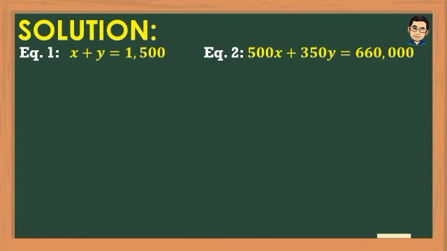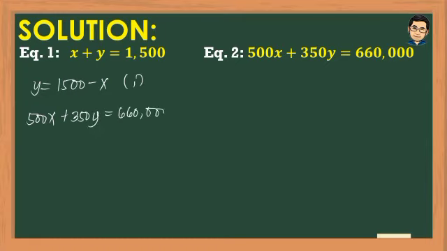Next, ayan, pwede na po natin i-apply yung substitution method. So, x plus y is equal to 1,500 can be expressed as y is equal to 1,500 minus x. Next, isa-substitute natin yung y is equal to 1,500 minus x sa second equation. So, the second equation is 500x plus 350y equals 660,000 pesos.